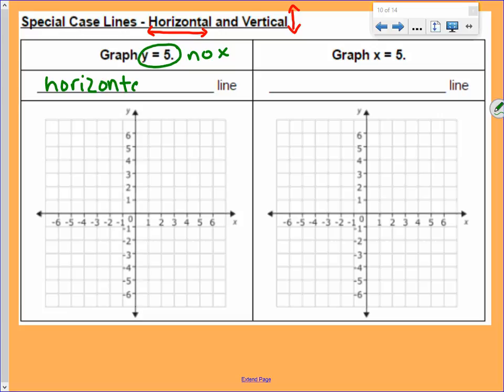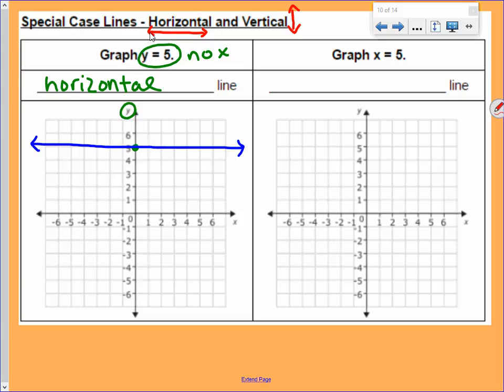Horizontal line. So we're going to go on our y-axis to the point where y equals 5. So right here, y equals 5 on our y-axis. And then we draw a horizontal line through that point. And at every point on that line, y equals 5. X equals something different, but y always equals 5.